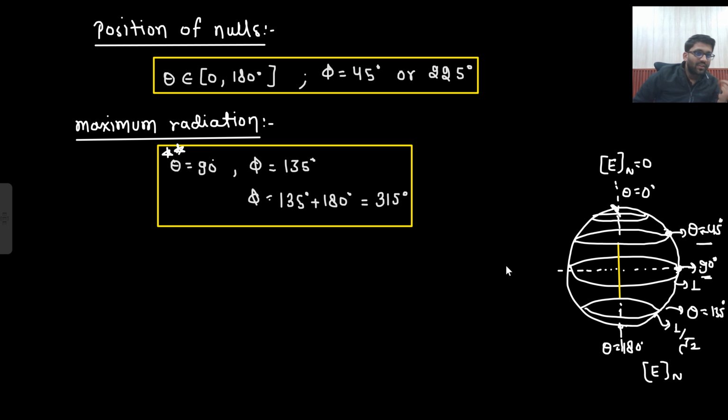Maximum radiation you always get perpendicular to the axis of antenna, and nulls you always get in the direction of the antenna, or you can say along the axis of antenna.